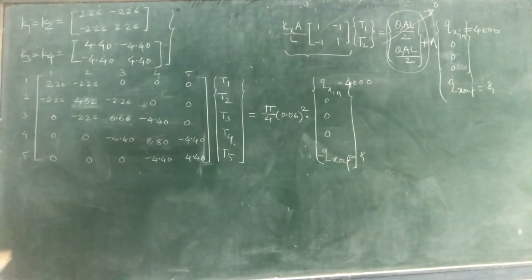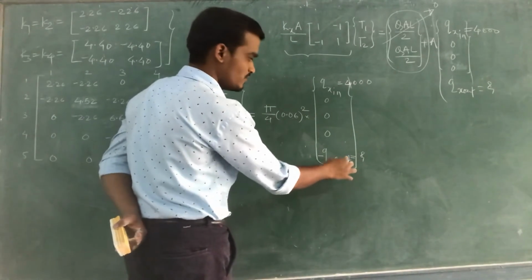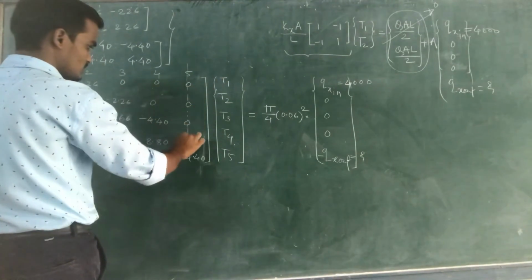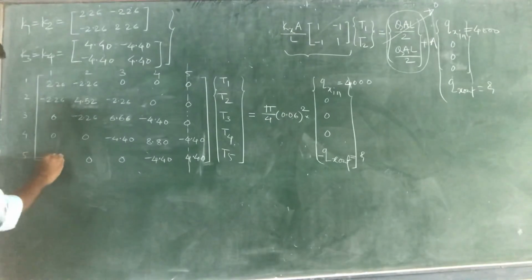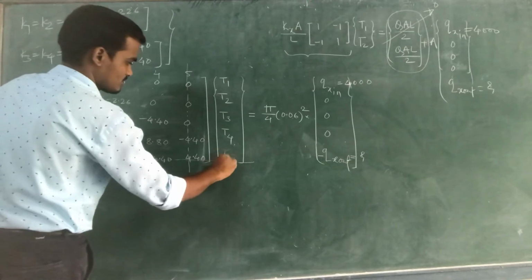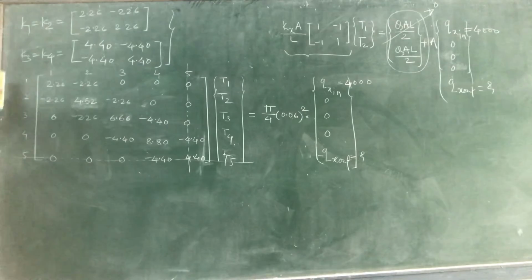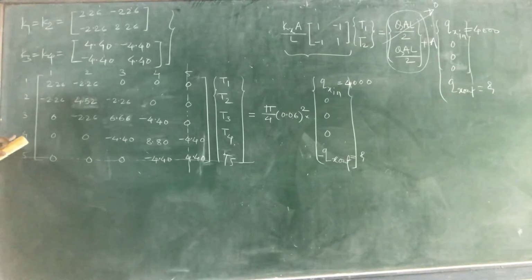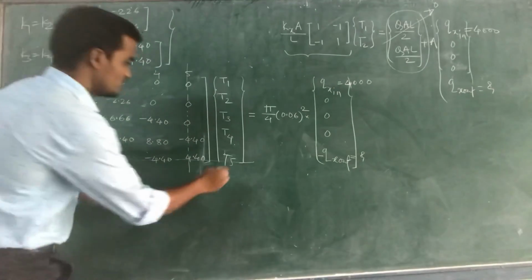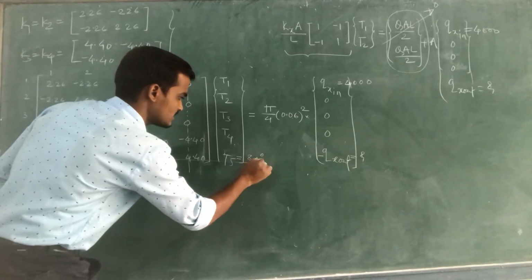Okay, so now this value is unknown. We need to eliminate the fifth row and fifth column. So if we eliminate this fifth row and fifth column by applying the boundary condition, only 4 equations will be remaining: 1, 2, 3 and 4. Okay, now let us see. As we know, the T5 value is given equal to 80 degrees Celsius.